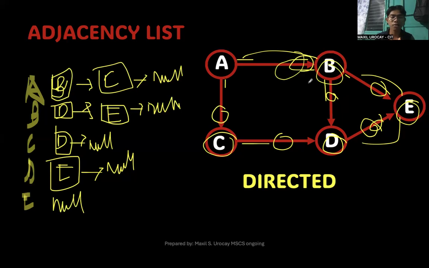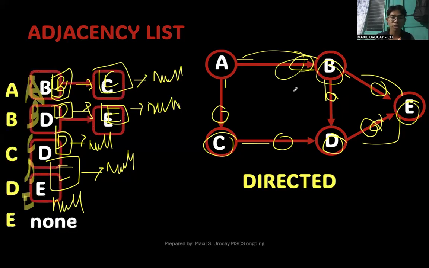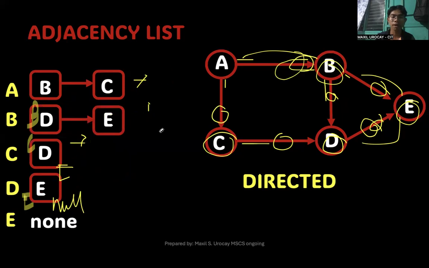So that's how it works for the adjacency list of a directed graph. I do hope that you actually learned something from this. Same thing here, I wasn't able to put the null. That is really important, since that's how the linked list representation works.